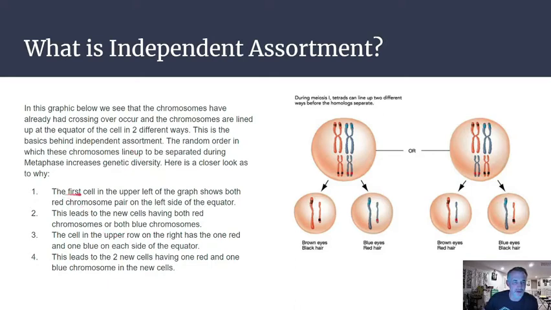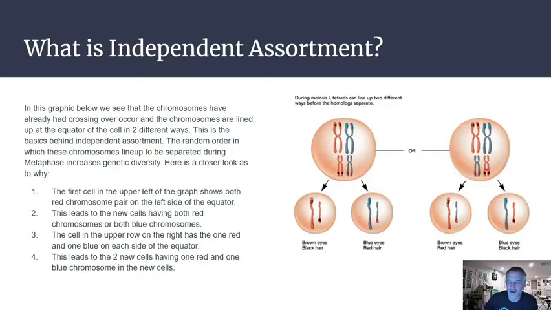The first cell in the upper left of the graph shows the red chromosome pair on the left side of the equator, so it's over here, and obviously the blue chromosomes on the other side of the equator. This leads to new cells having both red chromosomes or both blue chromosomes. The cell in the upper row on the right has one red and one blue on each side of the equator. So you could have two blue, two red, or you could have one red over here, one red over here, one blue over here, one blue on the other side.